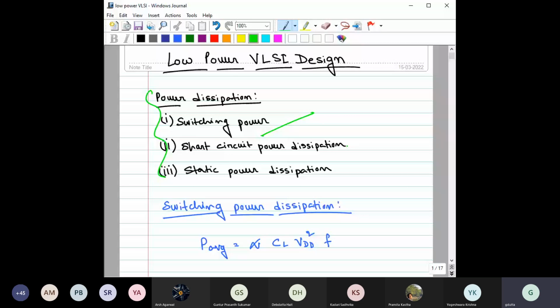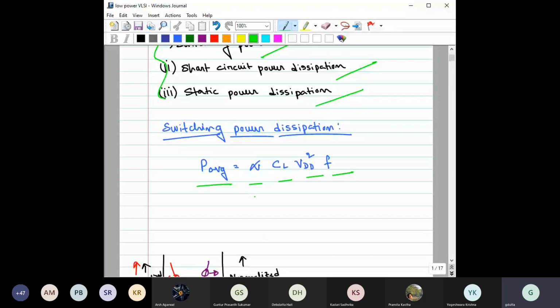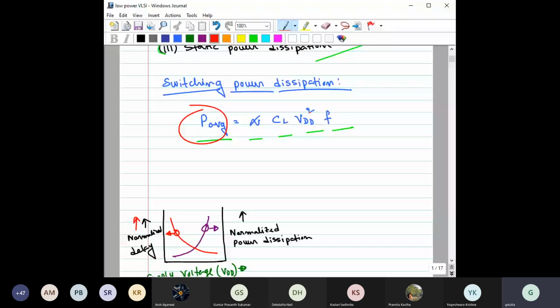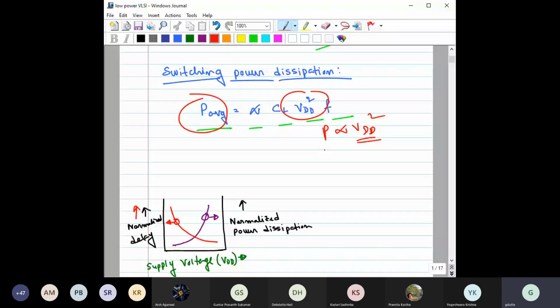So here the important thing is that this power is proportional to VDD square. So this VDD plays a major role in determining the power dissipation. If you have to reduce the power dissipation, or design a low power circuit, then obviously you have to reduce the VDD. But you cannot really do that without hampering the other performance. So what is the other performance?